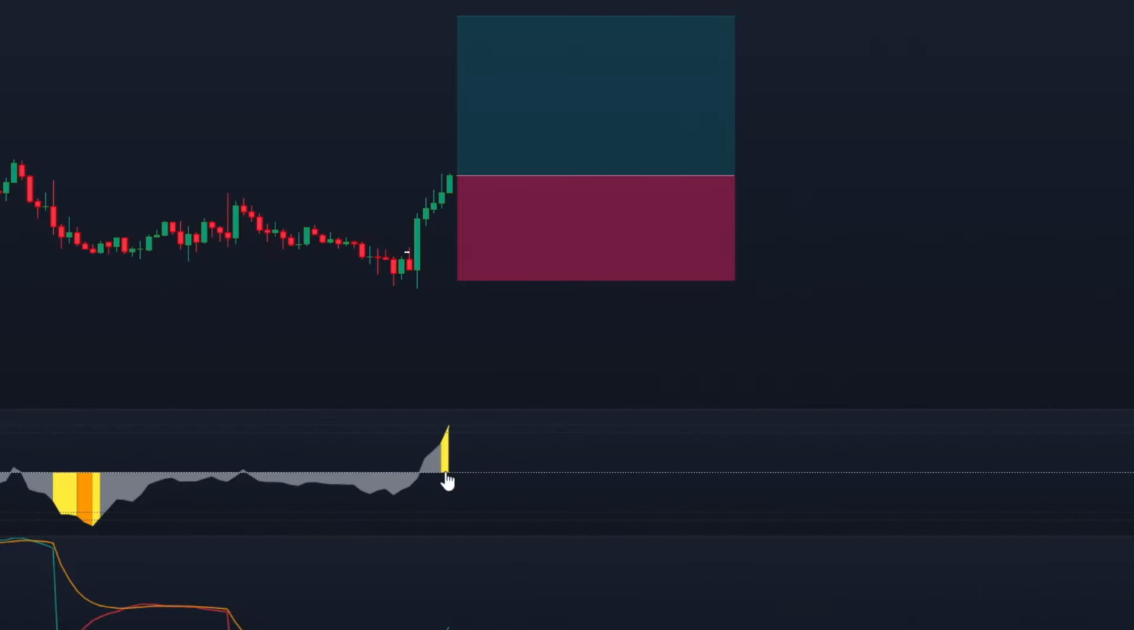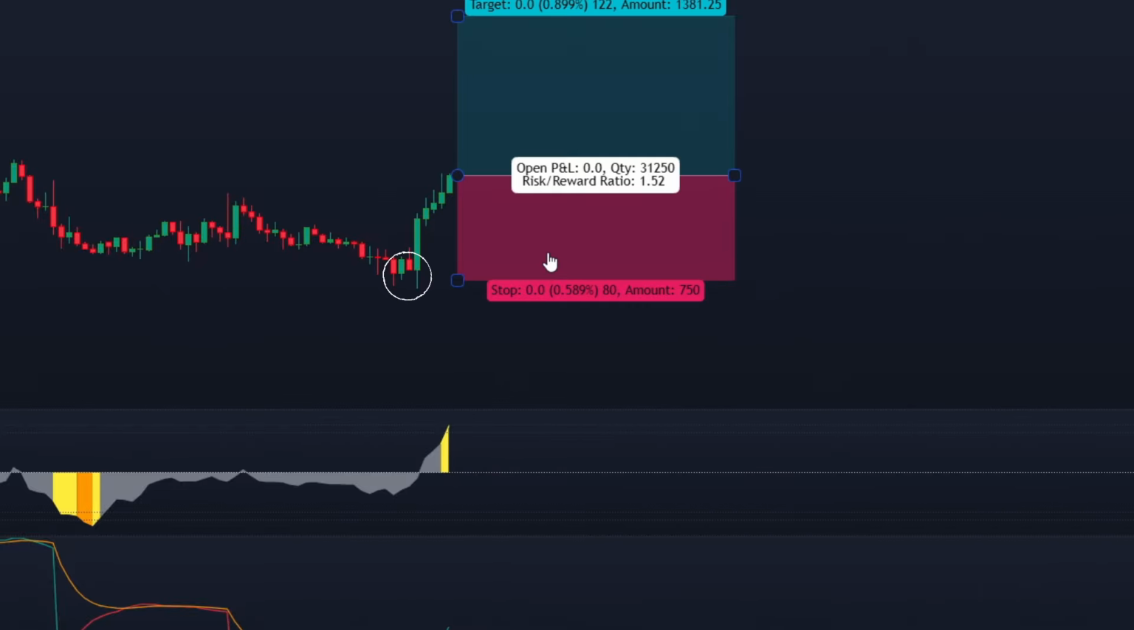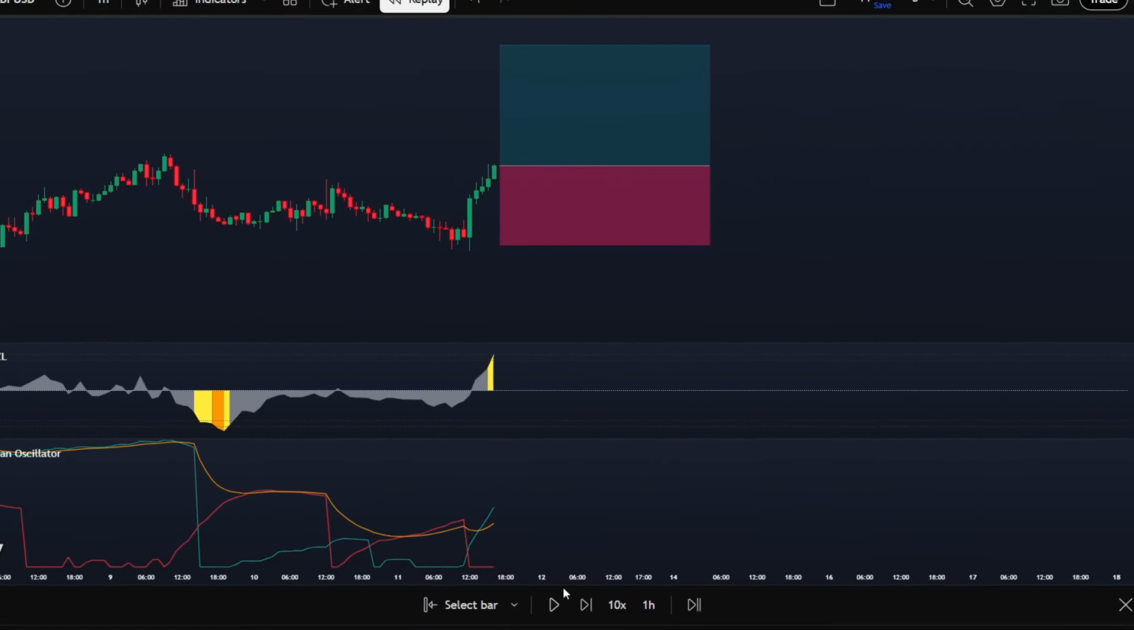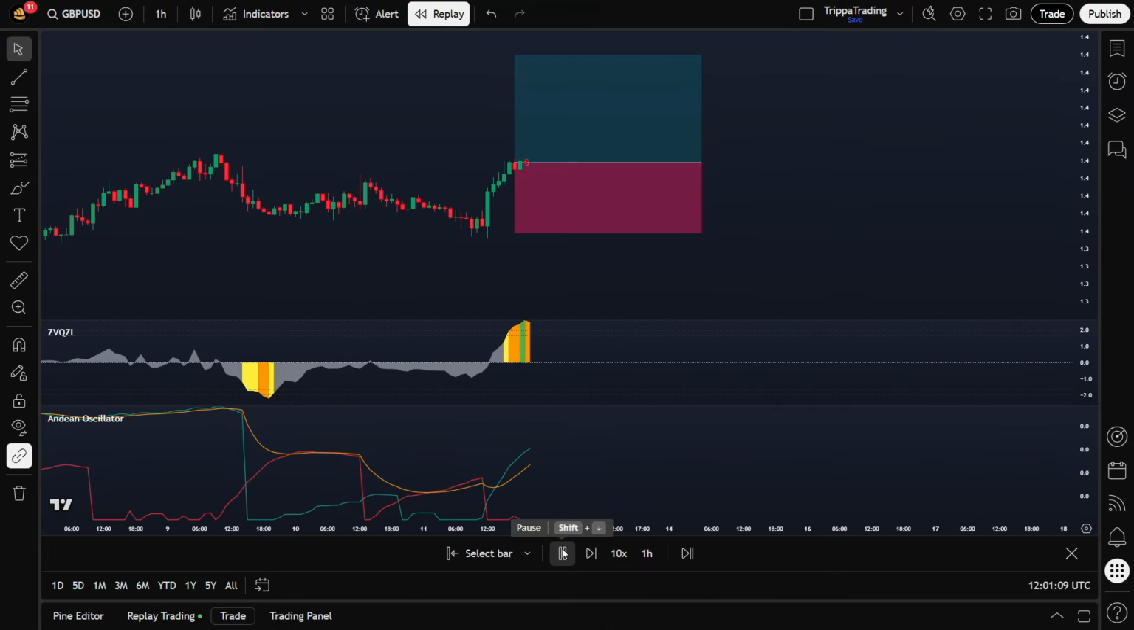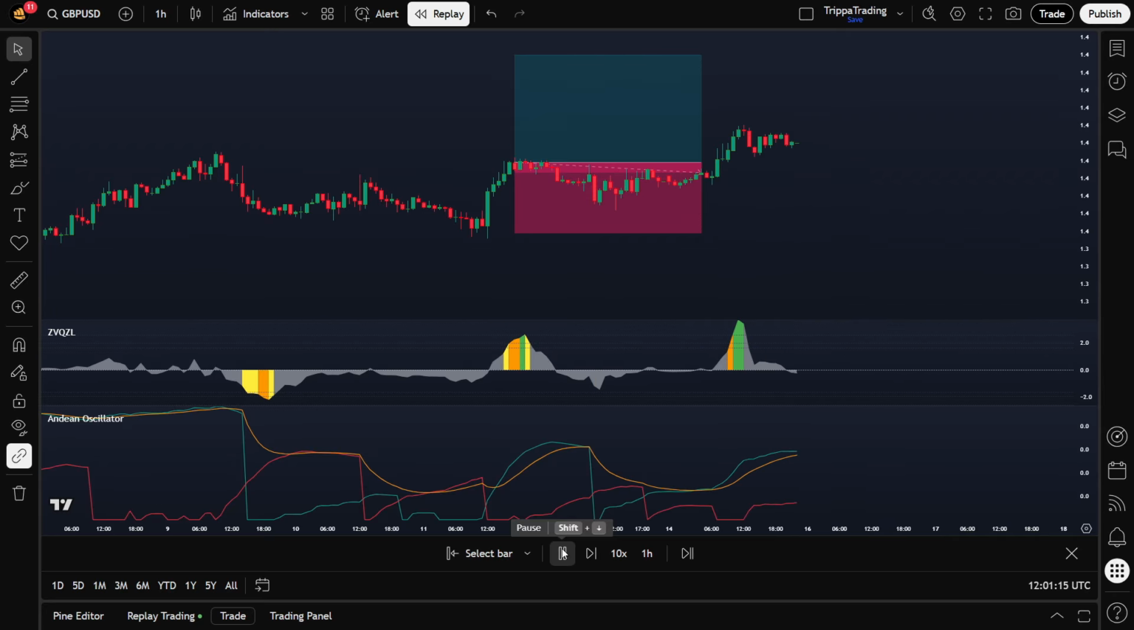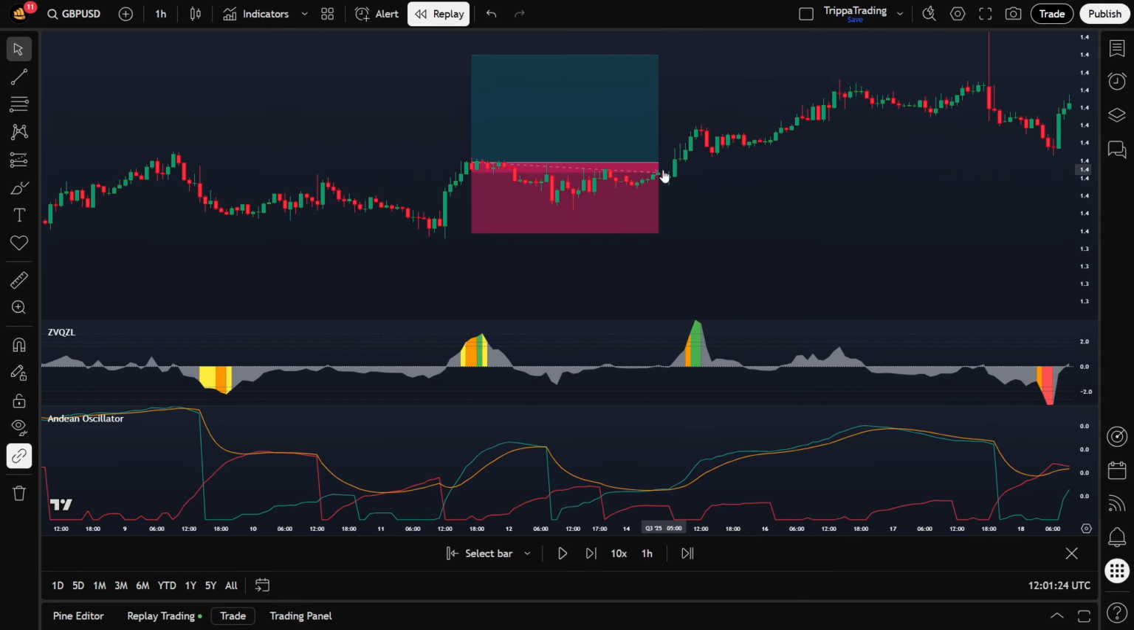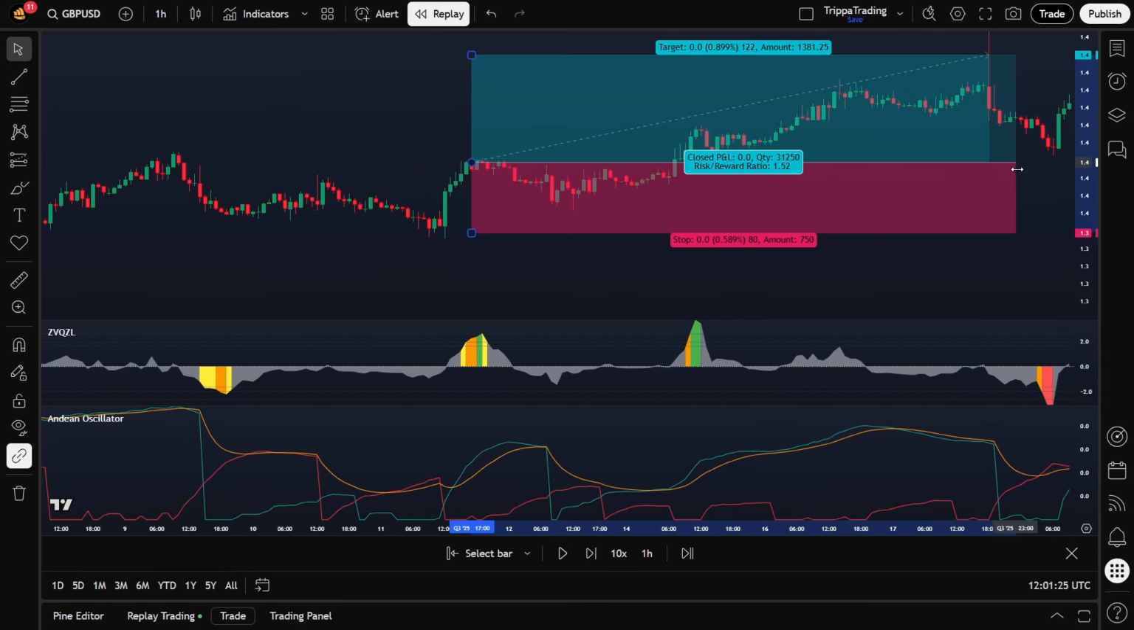The stop loss goes under the previous swing low and take profit at 1 to 1.5. After some time, you can see how price immediately pushes up, hits our target cleanly, and the trade is done. This is what a textbook buy setup looks like.